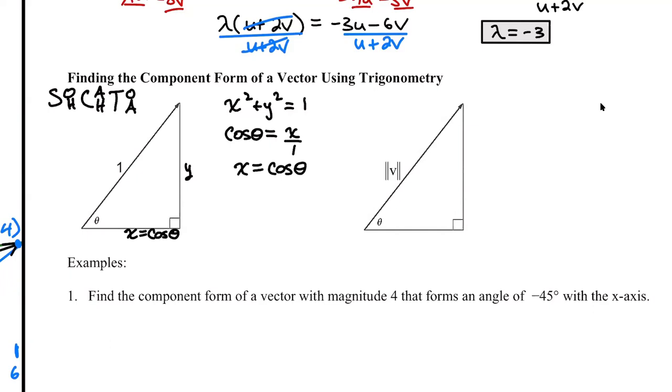We also know that y is equal to the sine of theta, because sine of theta is equal to y over 1, which gives us, in turn, y equals the sine of theta. So now I have the vertical side, and I'm going to clean that up a little bit, with an equal sign there.